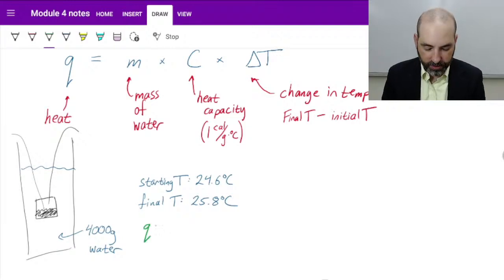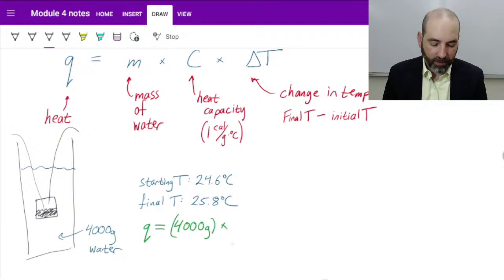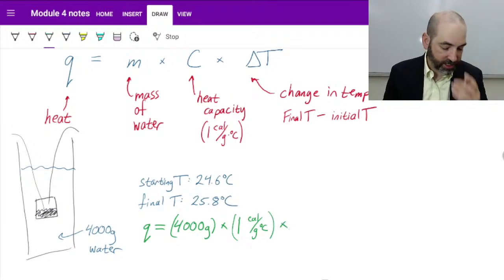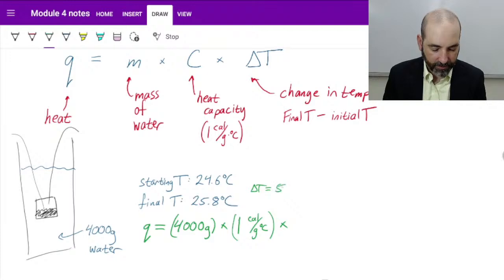So the heat that was produced, Q, is equal to the mass of water, which is 4,000 grams, times the heat capacity of the calorimeter, which is 1 calorie per gram degree C, times the change in temperature. So the change in temperature is going to be the final temperature minus the initial temperature, which in this example is 1.2 degrees C.